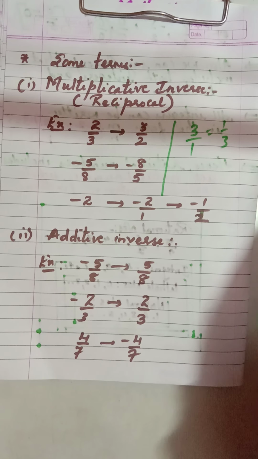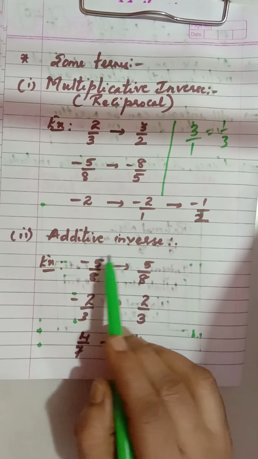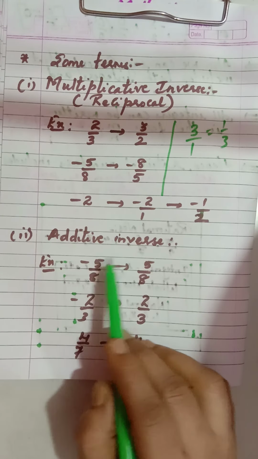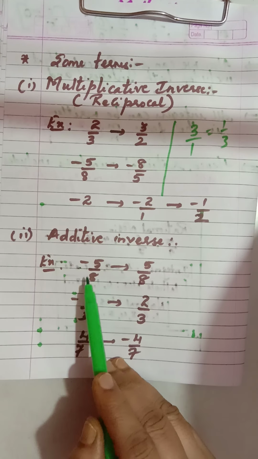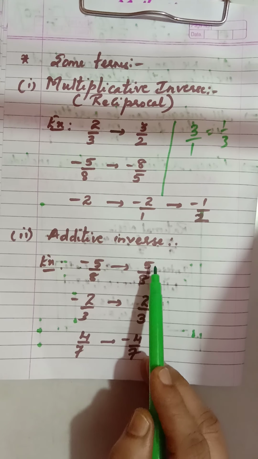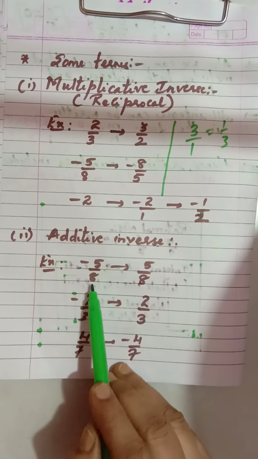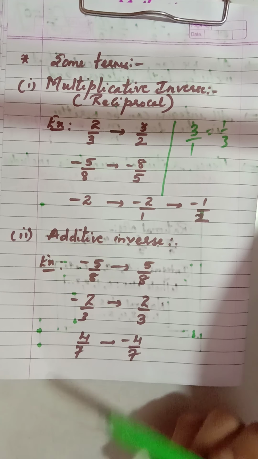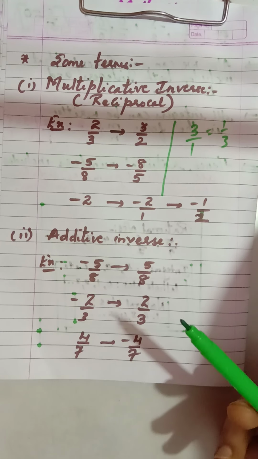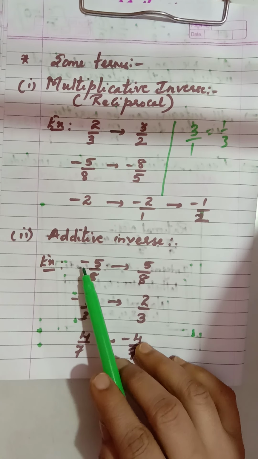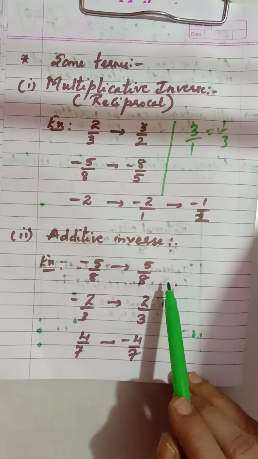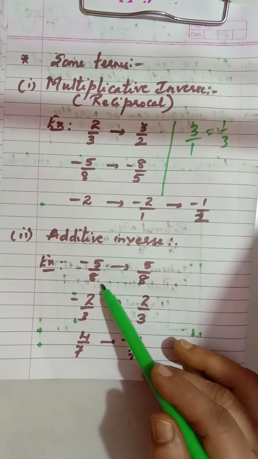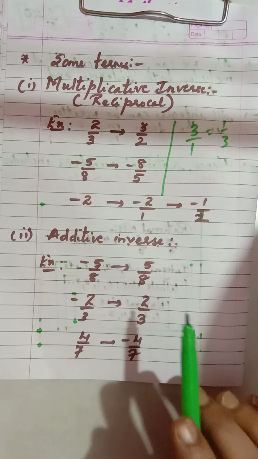Copy down. Then coming to the next term, that is additive inverse. Now children, what is additive inverse? I'll be giving you the definition, but first see the example. If it is minus 5 upon 8, additive inverse of minus 5 upon 8 will be 5 upon 8. That means children, here you are not going to reciprocate the number, only you have to change the sign. If it is negative, it will become positive. If it is positive, it will become negative. No changing the numerator and denominator in the additive inverse.